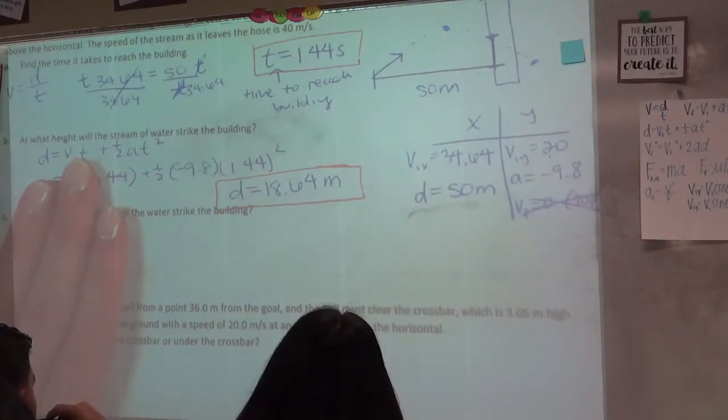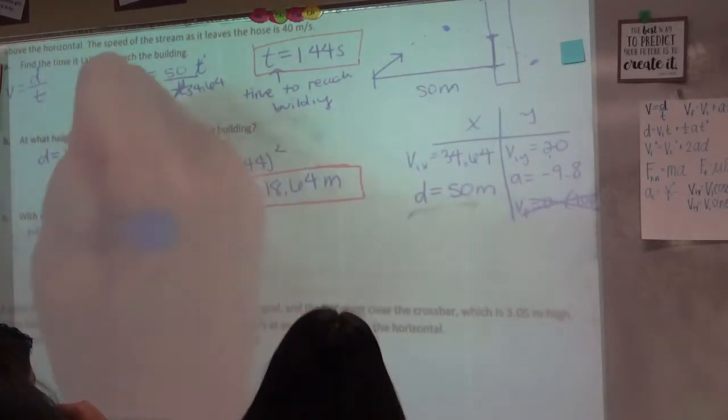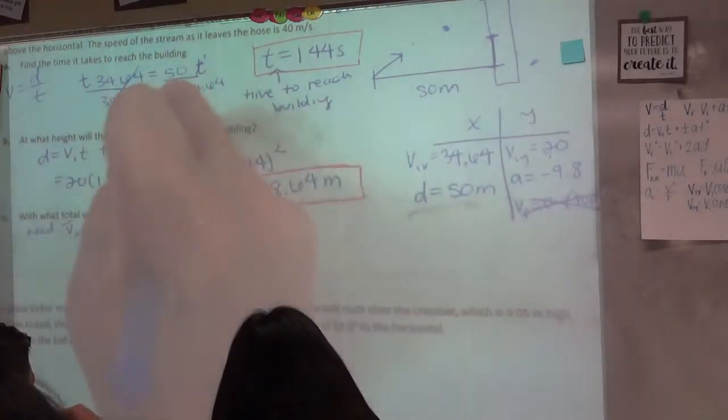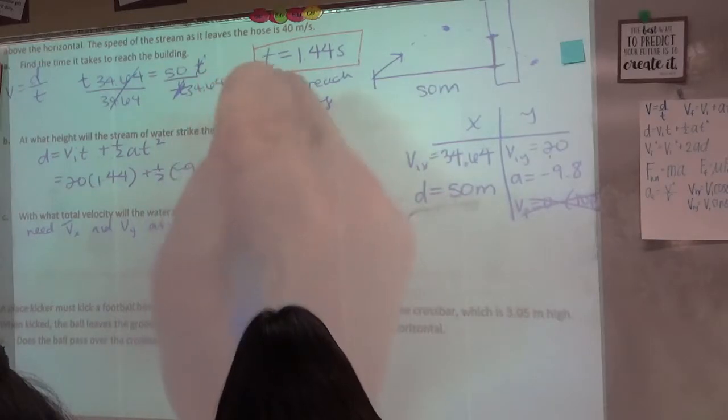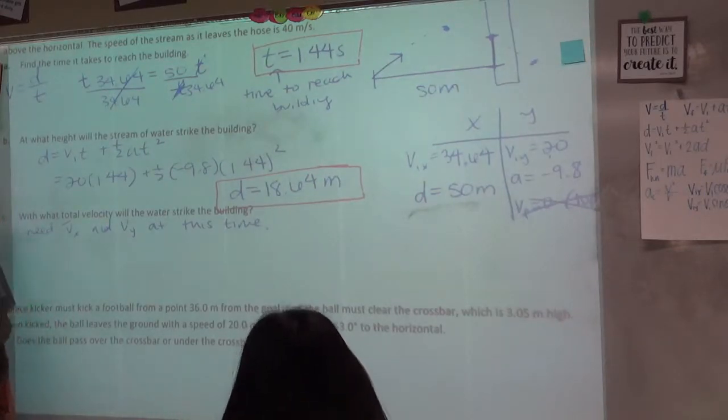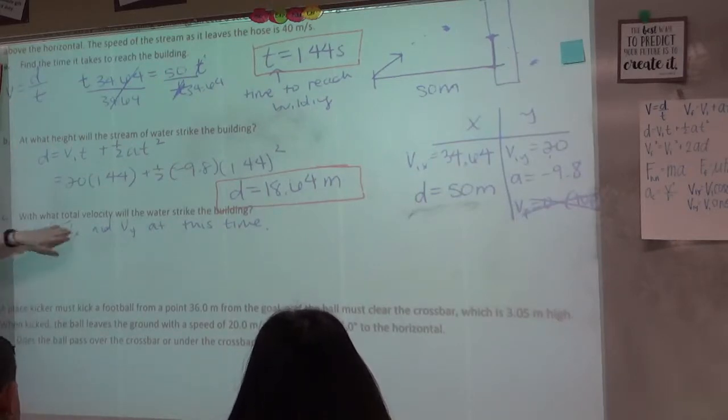The horizontal velocity and the vertical. So you need Vx and Vy at that point, or I'll say at this time. Because once you have Vx and Vy at that time, how do you find the total if you have Vx and Vy? Hypotenuse. Yeah, Pythagorean theorem to find the hypotenuse. So we do this squared plus this squared equals the total velocity squared.